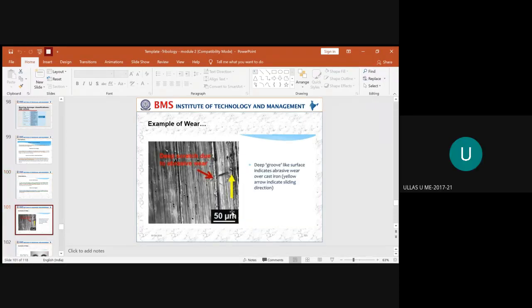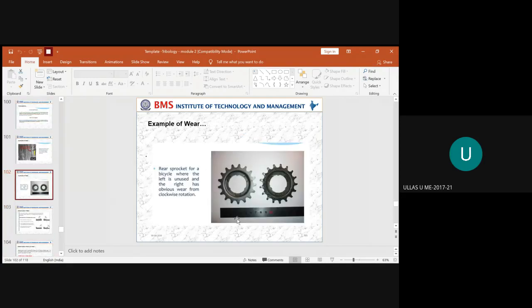Now, I have shown you an example of a wear micrograph already. This is one more image which shows a deep groove caused by abrasive wear. Okay, so this is just an example. And one more here, you can see a rear sprocket which has been used in our bicycle. This is a fresh one and this is a used rear sprocket, which has resulted from the formation of wear due to continuous rotation.